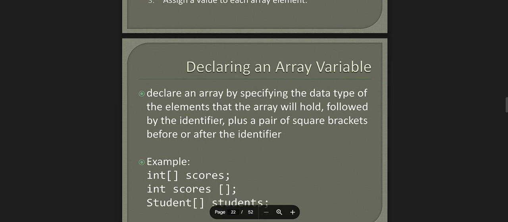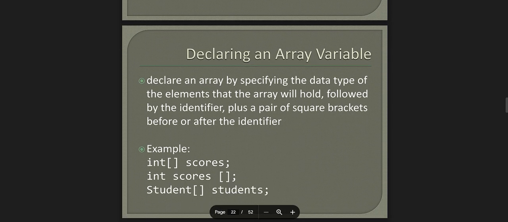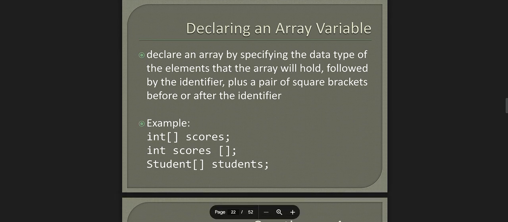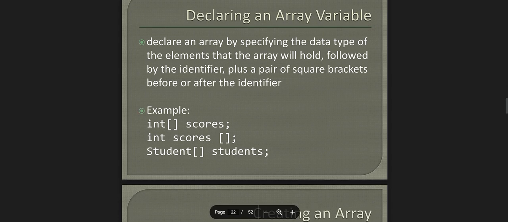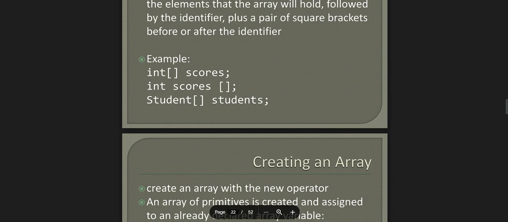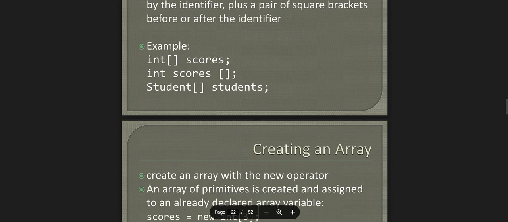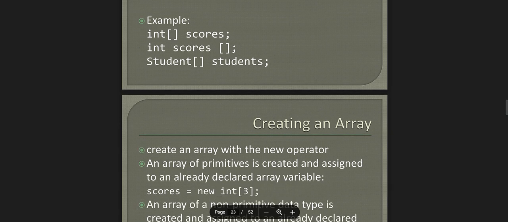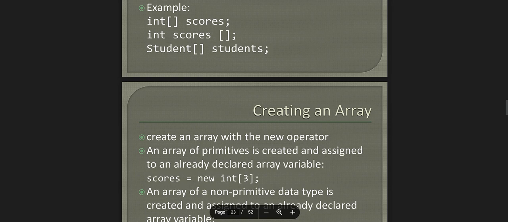Declaring an array variable: declare an array variable by specifying the data type of the elements that the array will hold, followed by the identifier plus a pair of square brackets before or after the identifier. Example: int[] students. Creating an array: create an array with the new operator. An array of the primitive type is created and assigned to an already declared array variable using new int.